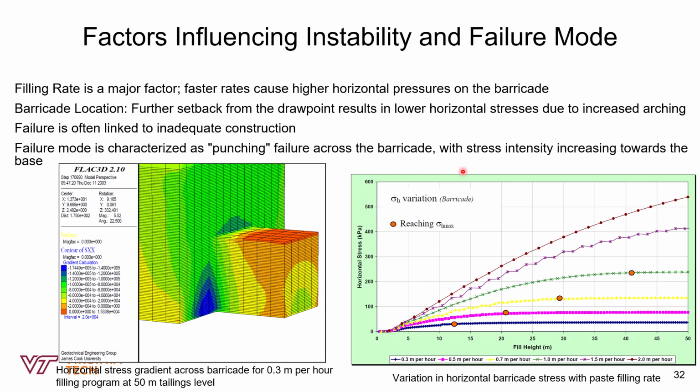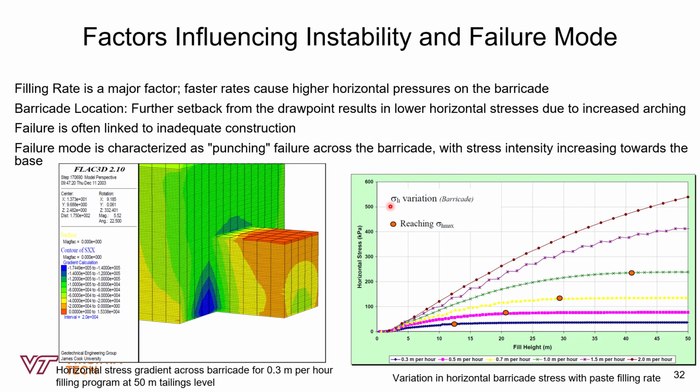And each color line represents different filling rates. So look at the top red line. This represents a very fast filling rate at 2.0 meters per hour. The pressure skyrockets to over 500 kPa. So if we track the pressure on the y-axis, we see that it's a little over 500 kPa.